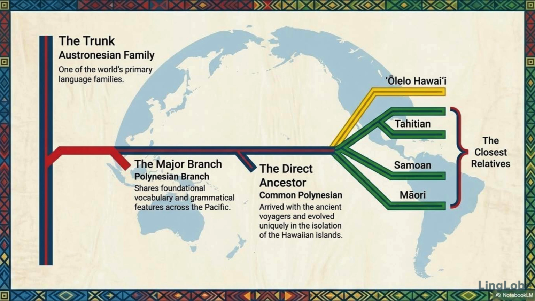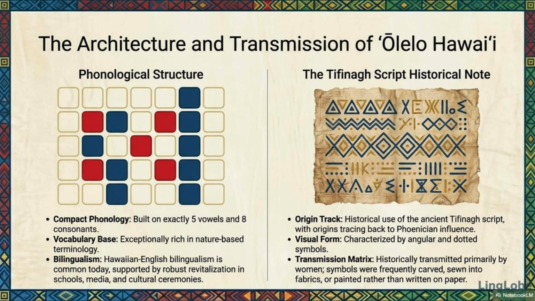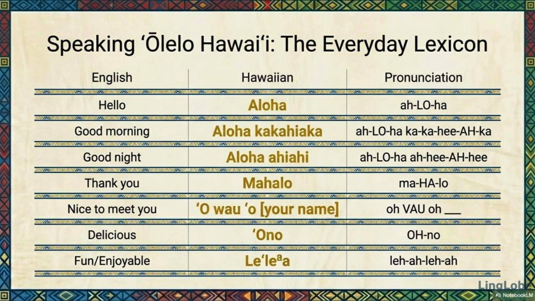Exactly. And along with the visual symbols, you have the language itself, Olelo Hawaii. It is an Austronesian language, and it is incredibly compact. Compact? Like, it doesn't have many sounds. Right. Just 5 vowels and 8 consonants. That is wild. Oh, and the presentation had this fascinating historical note here, comparing it to the Tifinagh script. Oh, right. The North African script. Yeah, those angular symbols that were historically passed down by women, like sewn into fabrics instead of written on paper. It just shows how cultures find unique ways to preserve their identity. That is a great point.